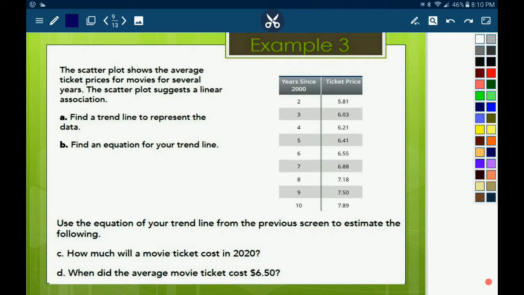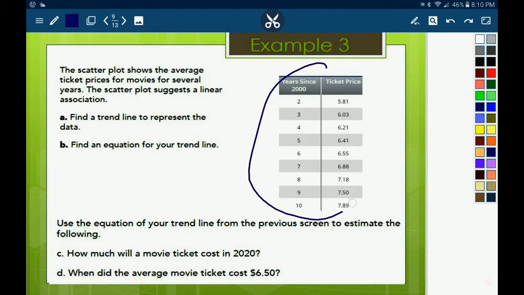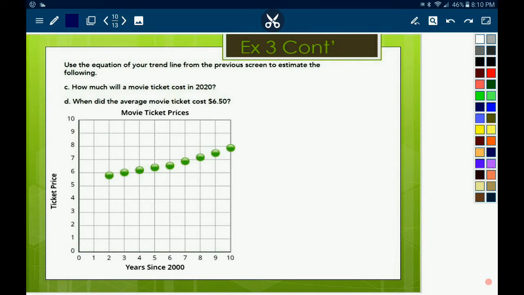So on this last example, we're going to do the exact same thing that we did in example 2, only we're going to use our y equals mx plus b to make a more precise estimation. So first, take these points. Take these points and plot them down on your grid. Pause the video and then plot them down. Once you're ready, your graph should look like this.